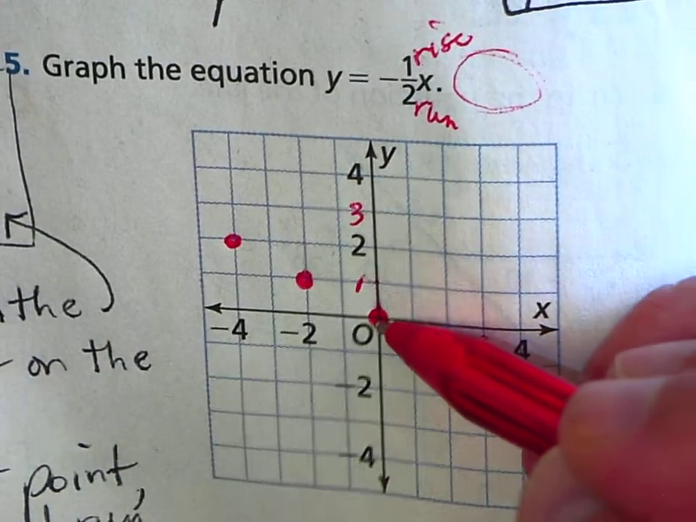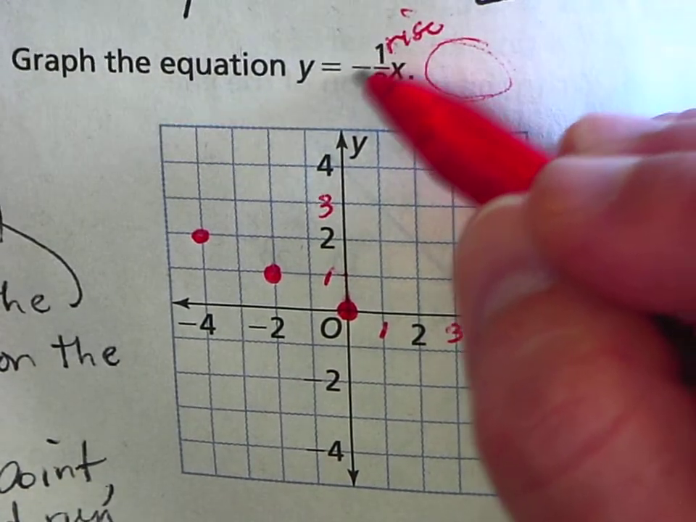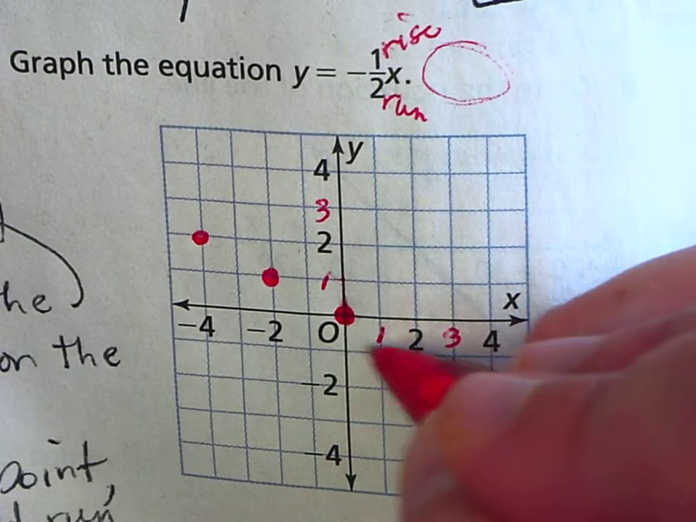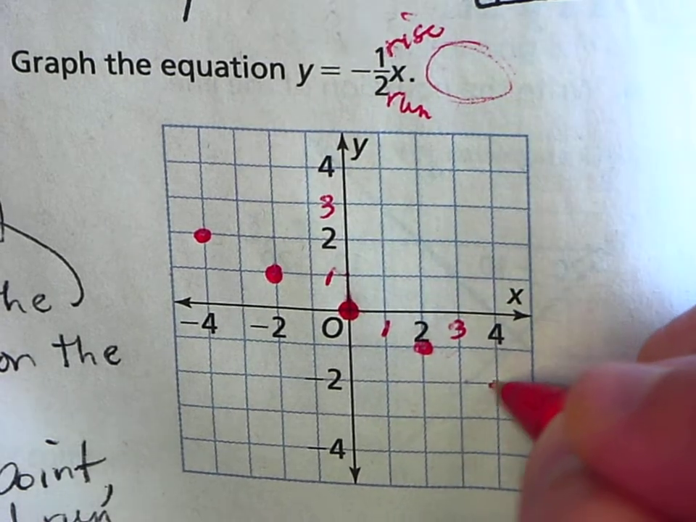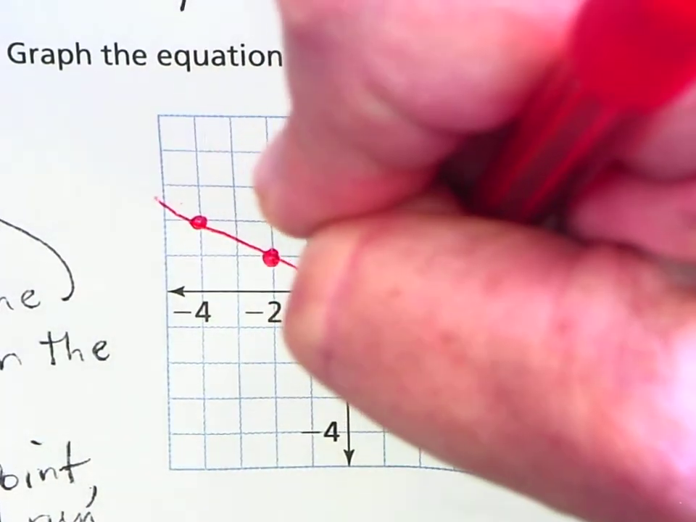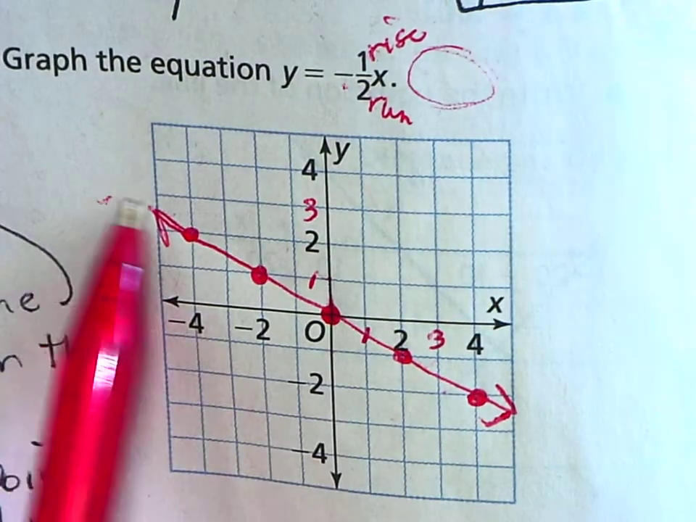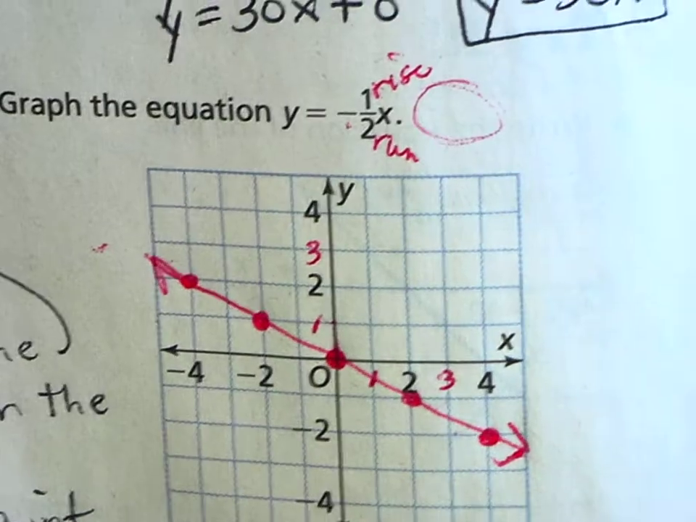Or from my y-intercept, I could go down 1 because it's negative, but then I have to run 2 to the right. I could go down 1 and run 2 to the right. Either way, when I connect the dots, I will have a negative sloping line. This slope is negative, so my line has to go down from left to right. Okay, so let's try that again.